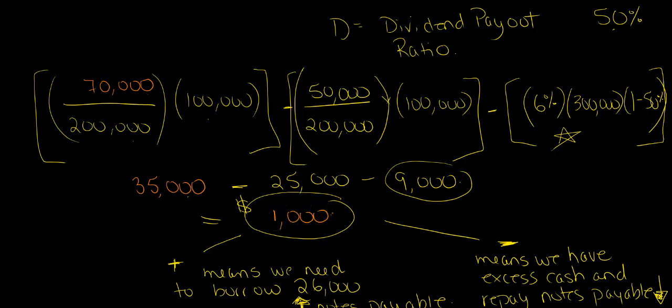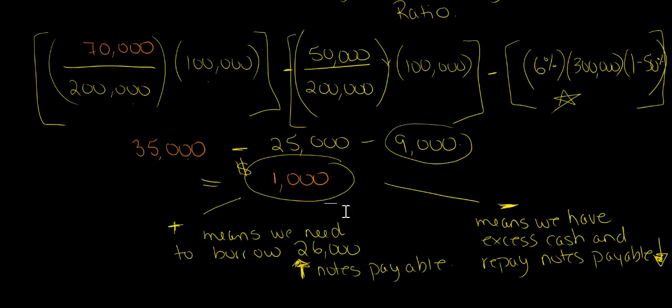So that means that we only need to borrow 1,000 now when our sales increase. And that's just because we don't need to borrow any funds because we're not replacing any equipment. We're using the equipment that we already have. So it just says that we need to borrow 1,000. And then if that came out negative, then that means that we have enough money and we can repay the notes payable.